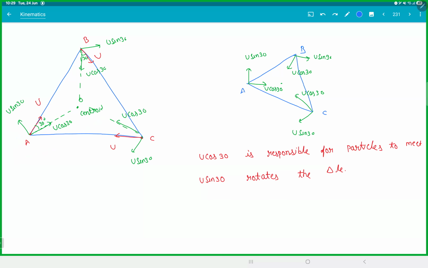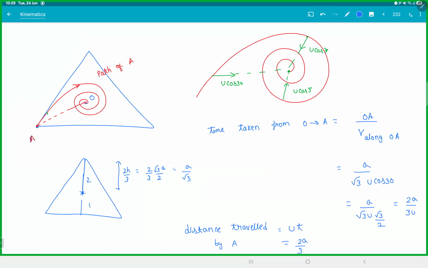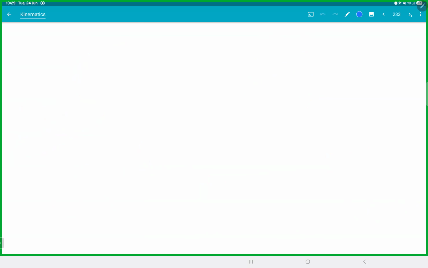Is that clear, everyone? So once you've got the time, the distance traveled by the particle is nothing but the speed of the particle times time. Everyone clear with the steps? So using the same logic, can you do it for the square?